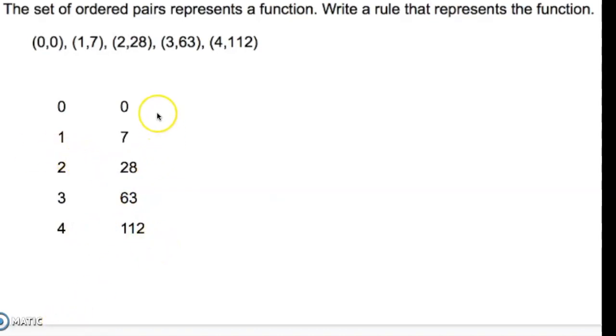What we're going to do next is see what we add to go from 0 to 7, 7 to 28, 28 to 63, and 63 to 112. The goal is to continually do this until all the numbers we're adding are constant. So we first see what we add to get 7 from 0. We add 7. To go from 7 to 28, you add 21. To go to 63 from 28, you add 35. And to go to 112 from 63, you add 49.